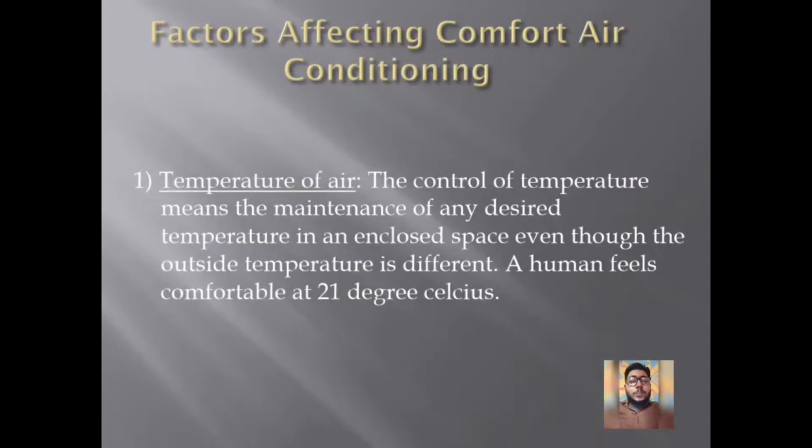First of all, temperature of air. The control of temperature means the maintenance of any desired temperature in an enclosed space even though the outside temperature is different. A human feels comfortable at 21 degree Celsius even though the outdoor temperature is varying. The indoor temperature is maintained to be constant, which is the desired condition. The heat may be either removed or added to the conditioned space depending upon the surrounding conditions.